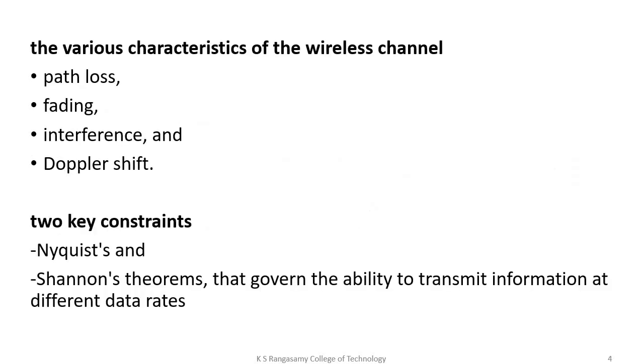So what are the various characteristics of the wireless channel? The characteristics are path loss, fading, interference, and Doppler shift. The key constraints on these characteristics come from two theorems: Nyquist and Shannon's theorem. These govern the ability to transmit information at different data rates, as in Shannon's theorem.